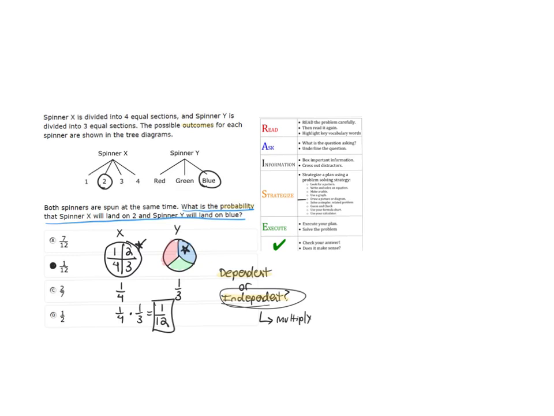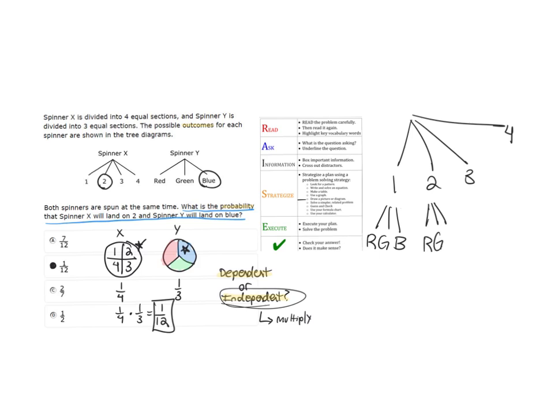So I've made some space over here for spinner X. It could be a 1, 2, a 3, or a 4, right? And then if I spin a 1 on spinner X, I could get red, green, or blue. If I spin a 2 on spinner X, on spinner Y, I could again get red, green, or blue. And the same thing if I got a 3 or a 4, right? So there's 12 different outcomes here. I could get a 1 in red, a 1 in green, a 1 in blue, a 2 in red, a 2 in green, a 2 in blue, and so on. But I can see my 12 different outcomes here.